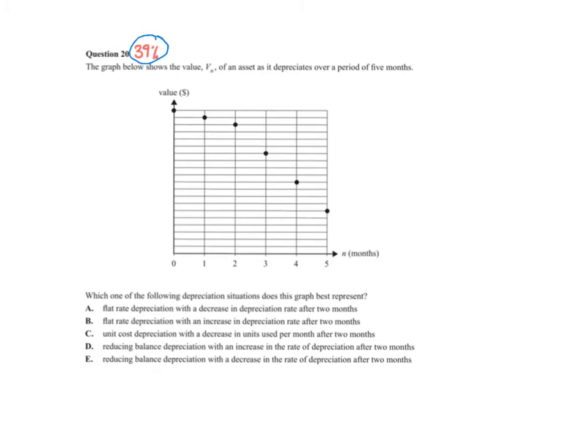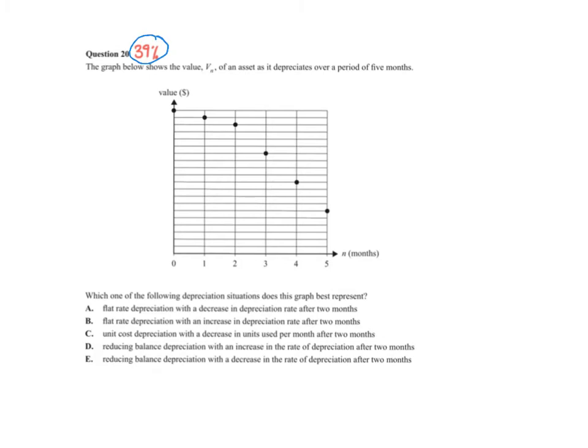So this is why we're looking at this, and I like it because it's a graph question, which you don't seem to get as much in your textbook. All right, so let's have a look at what happens. It goes, the graph below shows the value, Vn, of an asset as it depreciates over 5 months. All right, so when you go down to the question, what's it asking? It says, which of the following depreciation situations could this graph best represent?